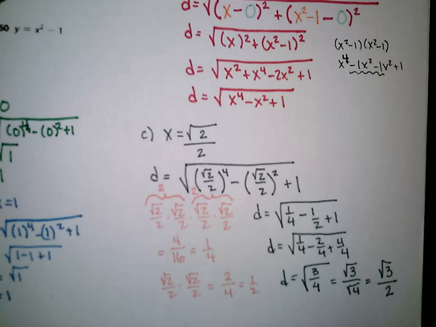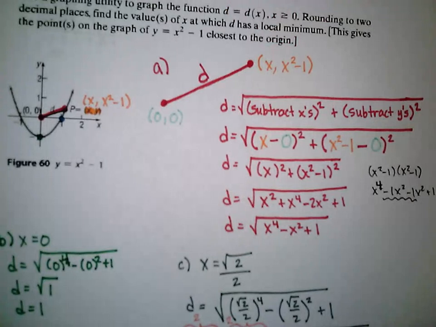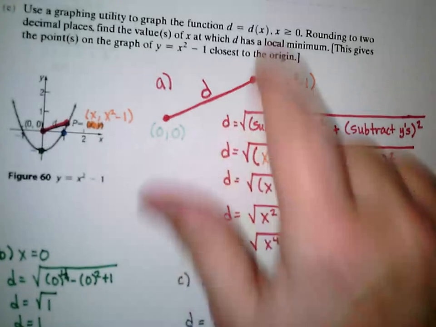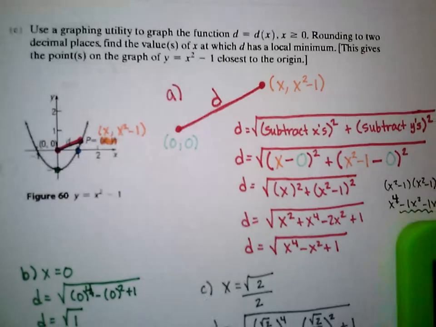All right. Part E. Part E wants us to use a graphing utility to graph the function d equals d of x for x greater than or equal to 0. And we're supposed to round to 2 decimal places, find the value at which x has a local minimum. And then that's going to give us the point at which our function is closest to the origin.